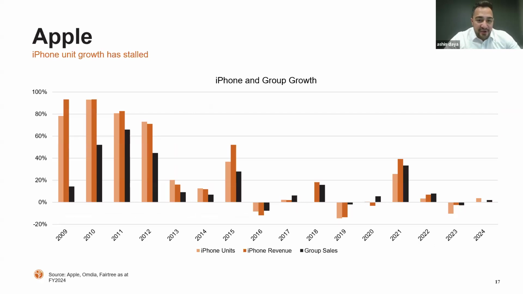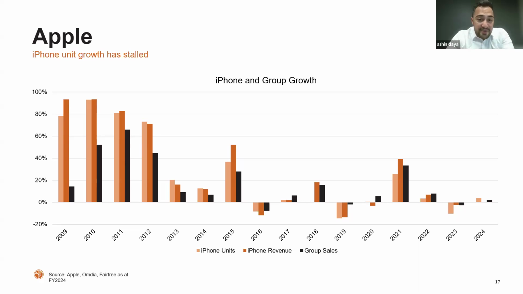What I've done here is try to break down iPhone in particular. The light orange bar is the unit growth, the number of iPhones sold. The dark orange bar is revenue. Obviously revenue includes your average selling prices as well, so there's a mix effect here too. And then the black bars are just group sales for Apple.